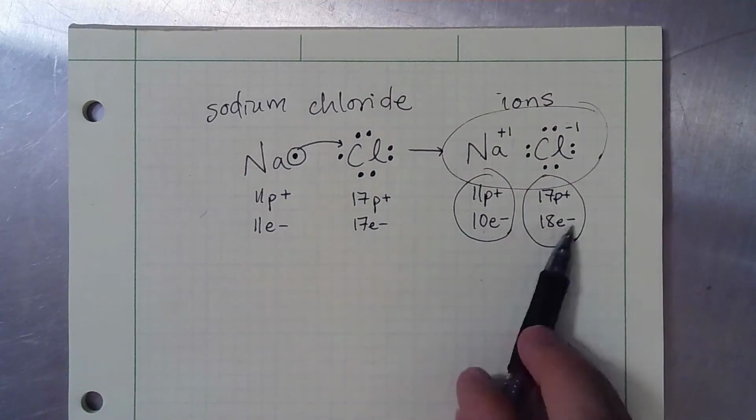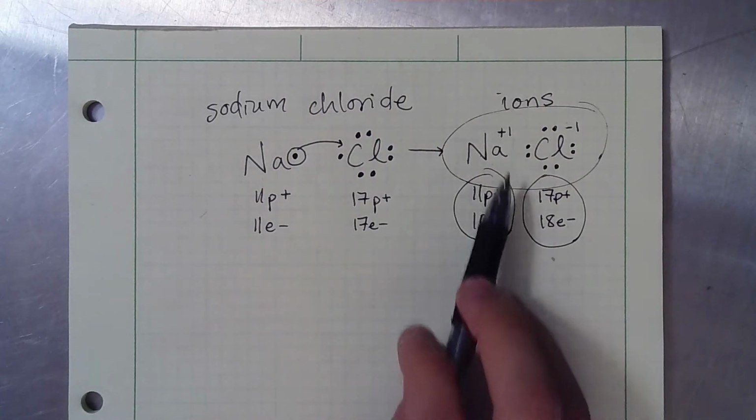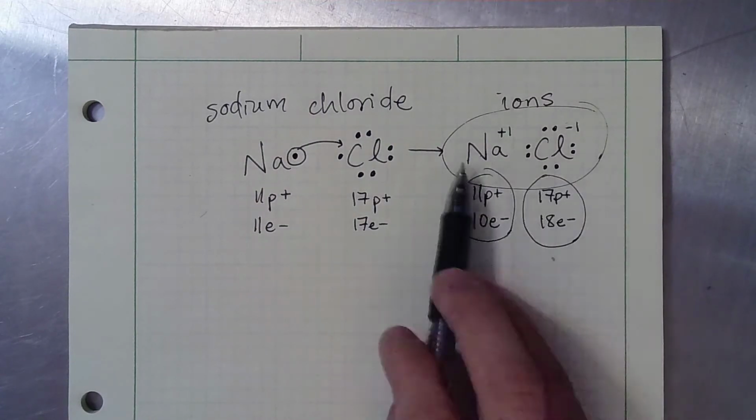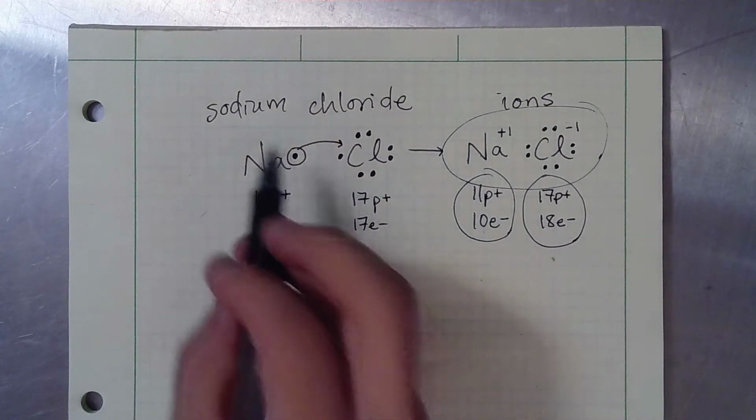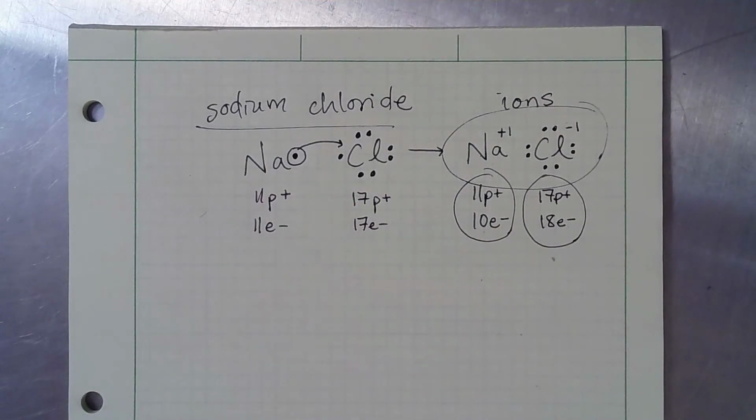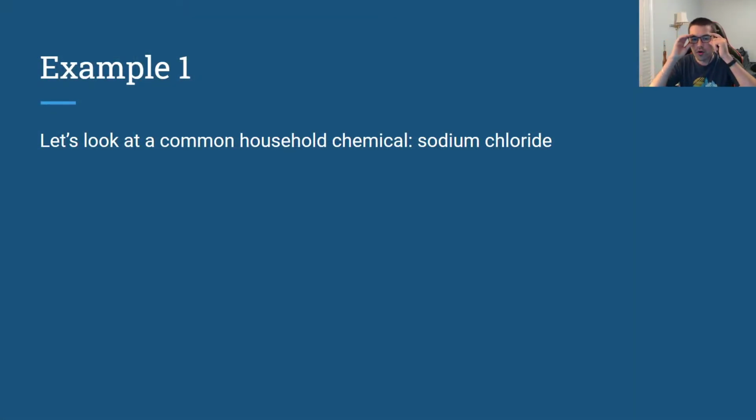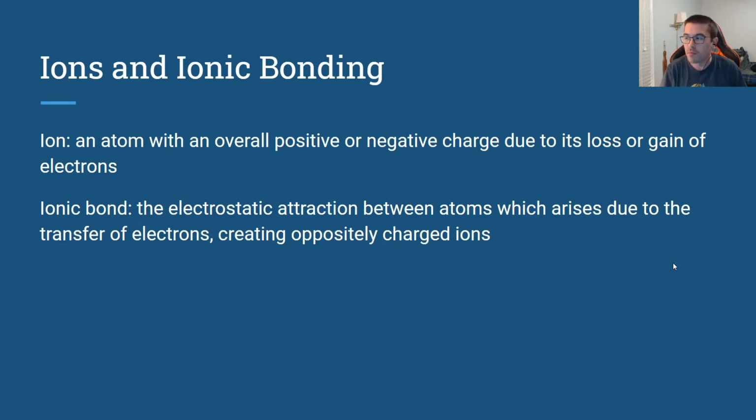The exchange or the transfer of the electrons has not only caused these to stick together, but it has also changed how they behave. Okay, because like I said, sodium chloride, salt, is very different than pure sodium and pure chlorine on their own. So that is an example of ionic bonding.